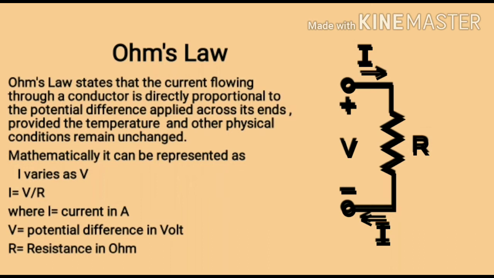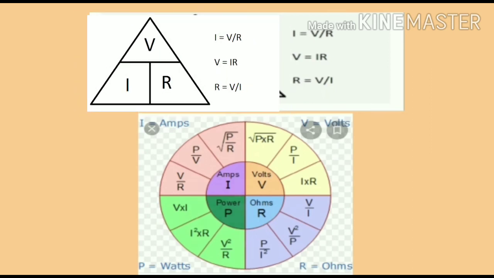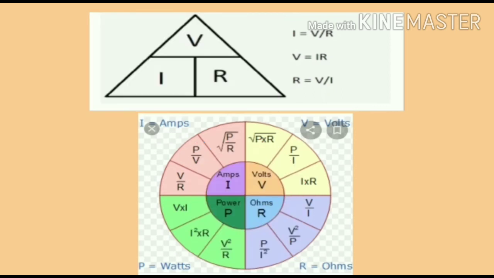Mathematically, it can be represented as I varies as V. So, I equal to V by R, where I equal to current in ampere, V equal to potential difference in volt, and R equal to resistance in ohm. From the triangle and circle, we can get the formula of current I, voltage V, resistance R, and power P.